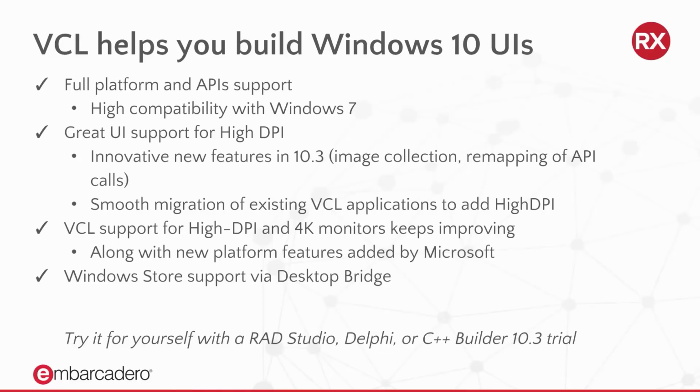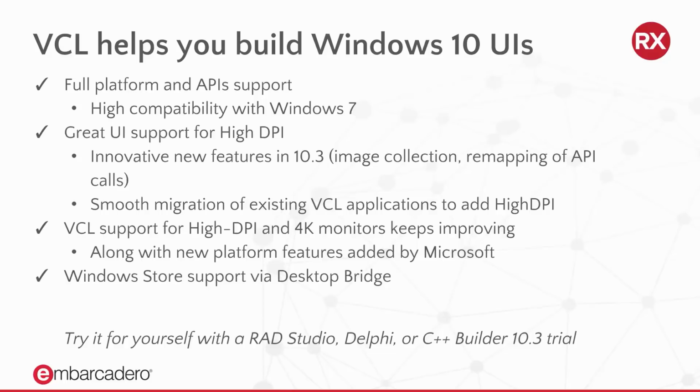In summary, VCL helps you build Windows 10 applications in general and stunning Windows 10 UIs. It offers full platform support, full API support. It tries to do it maintaining the highest compatibility with Windows 7, although not all of the latest features are Windows 7 compatible. You can build great UIs, migrating and expanding VCL applications to support High DPI rather than having to rewrite your application from scratch with a different UI library and a different approach.